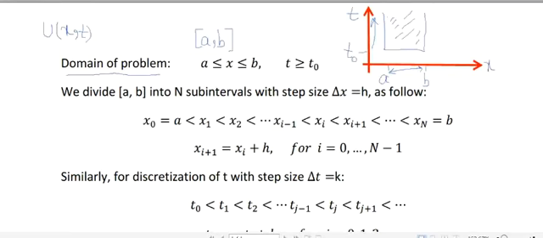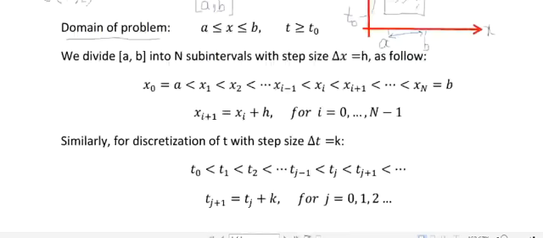For approximate solution, everybody listen to me. For approximate solution, we should discretize this domain of problem.